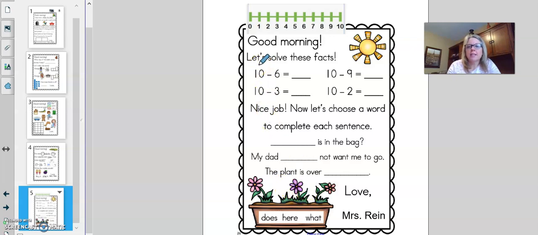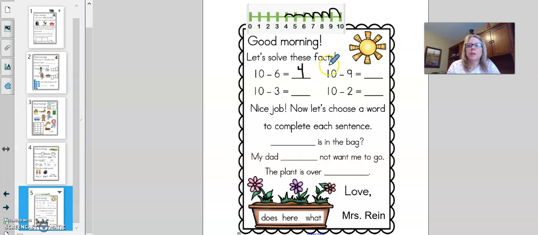So our first subtraction sentence says 10 minus 6 equals. Now I put a number line up here to help me solve that equation because I know a number line is a strategy I can use. I'm going to start at 10 and start counting as soon as I hop. Remember, I'm going backwards because I'm subtracting. 1, 2, 3, 4, 5, 6. So I know that 10 minus 6 equals 4.